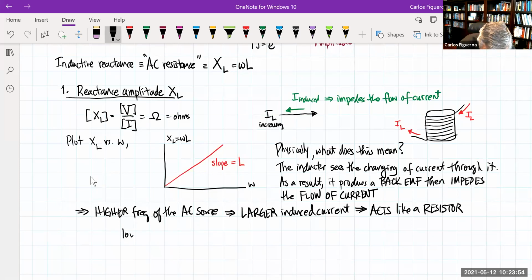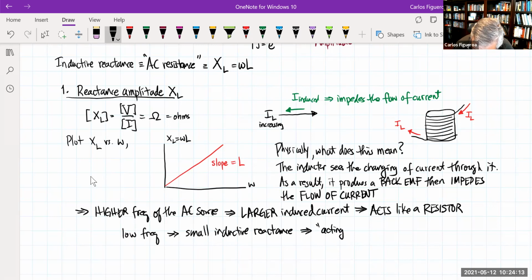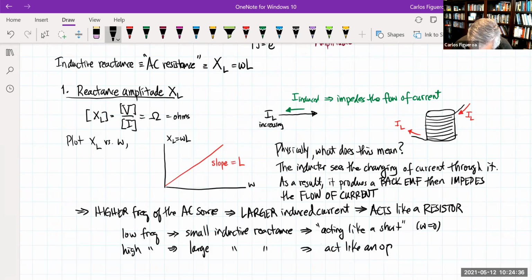So if I have low frequency, then I'm going to have a small inductive reactance, which means that it's almost acting like a short. It only acts like a short when omega is equal to 0. But if I have high frequencies, then I'm going to get a large inductive reactance, and as a consequence, this will act like an open. So you can literally replace this with an open in the circuit. That's because as you're changing the current very quickly back and forth, it's got to kill that thing.